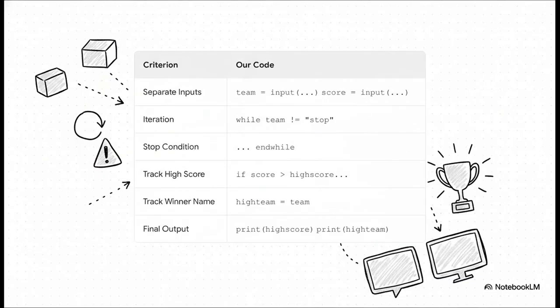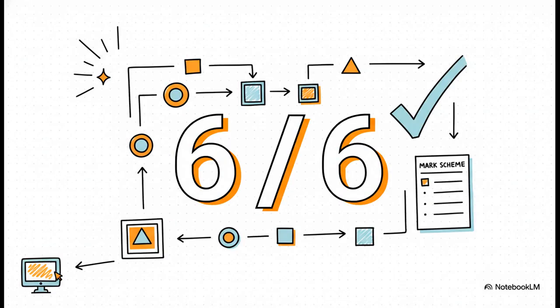And this just lays it all out perfectly, doesn't it? Take a look. The mark scheme literally says input team name and score separately. Boom. Our 2 input lines do exactly that. It wants iteration until stop entered. Yep, our while loop nails it. It needs to find the highest score and the winning team name. Our if block takes care of both. And finally, outputs highest score and team name, our 2 print statements at the end, deliver. It's a 1-to-1 match, all the way down. And because we followed that clear, logical structure, our algorithm hits every single one of those points. That is a guaranteed 6 out of 6, no question.